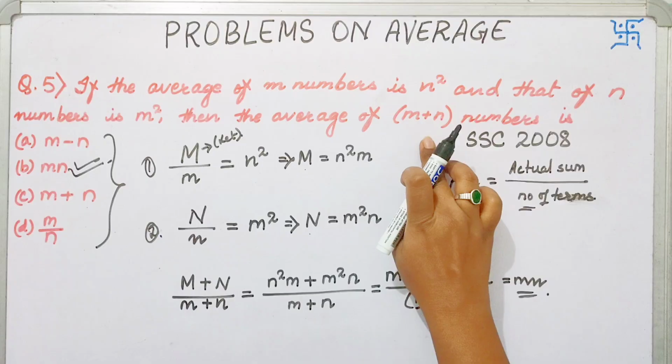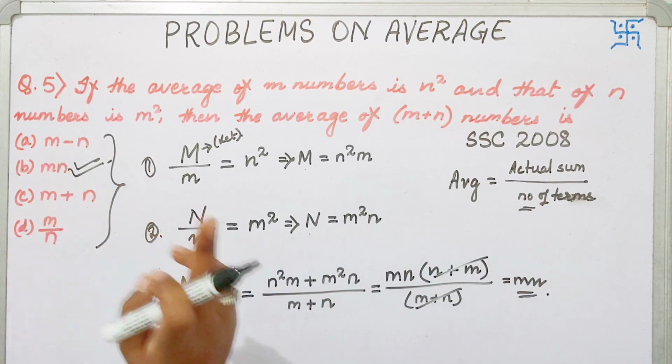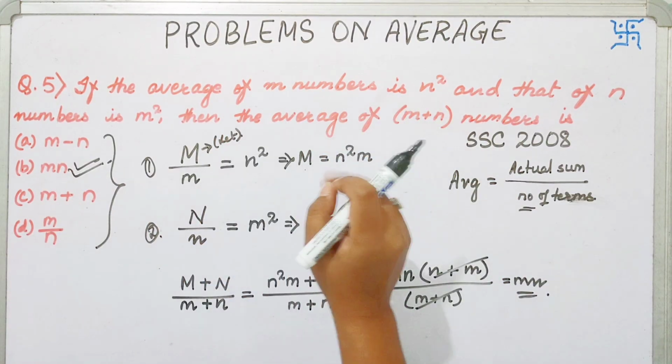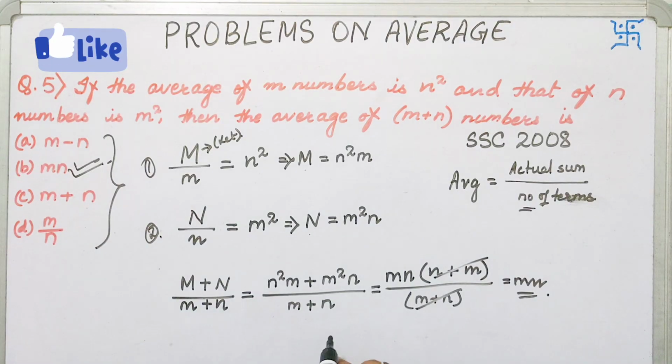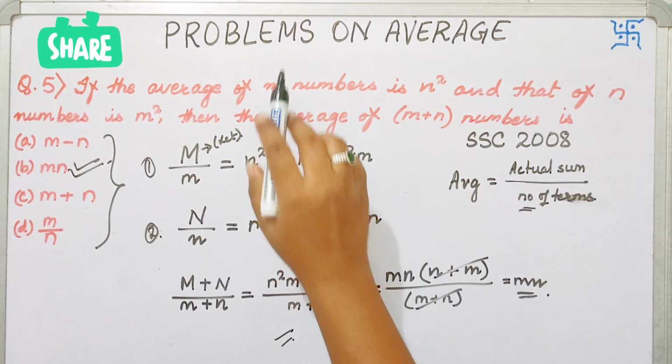The average of m plus n numbers is mn, when the average of m numbers is n square and n numbers is m square. So this is all for problems on average.